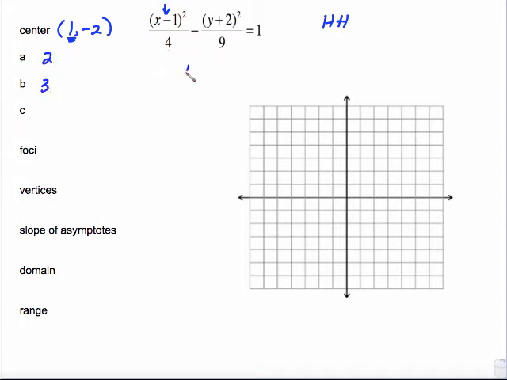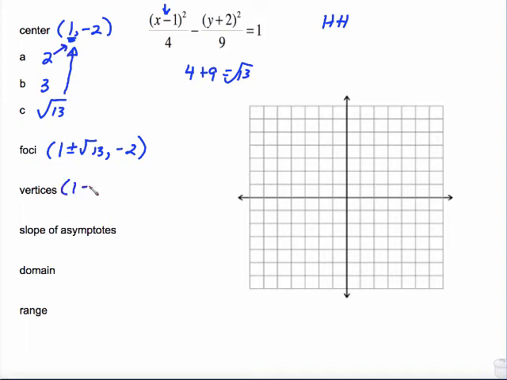C is where I add those up. Gives me 13, but then remember to take the square root. So C is radical 13. Your foci are found by adding and subtracting that radical 13 to 1. Because it is a horizontal hyperbola, we are doing it to the horizontal component of the center. So the foci will be 1 plus or minus radical 13, comma negative 2, and that's all you have to do. Your vertices, because it's a horizontal, I'm going to take the a value and tack it on there, and that is 1 plus or minus 2, comma negative 2.